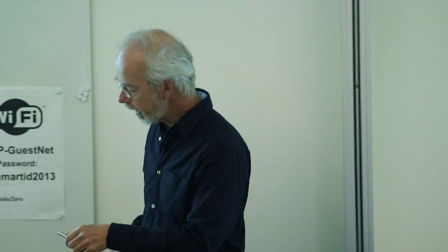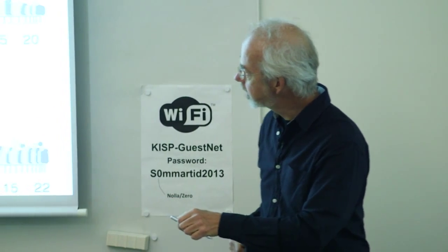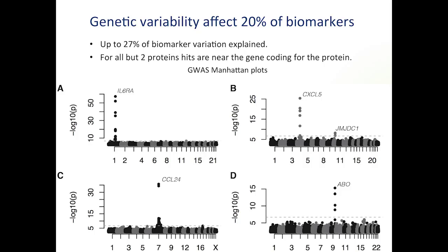And you end up with these Manhattan plots, just to explain to you. Here are the chromosomes, the human chromosomes, and this is the p-value for association. If you find something like this, it means you have a number of SNPs in a particular place in the genome, in this case very close to the gene coding for this protein, where you find genetic variation affecting the circulating levels of these proteins.